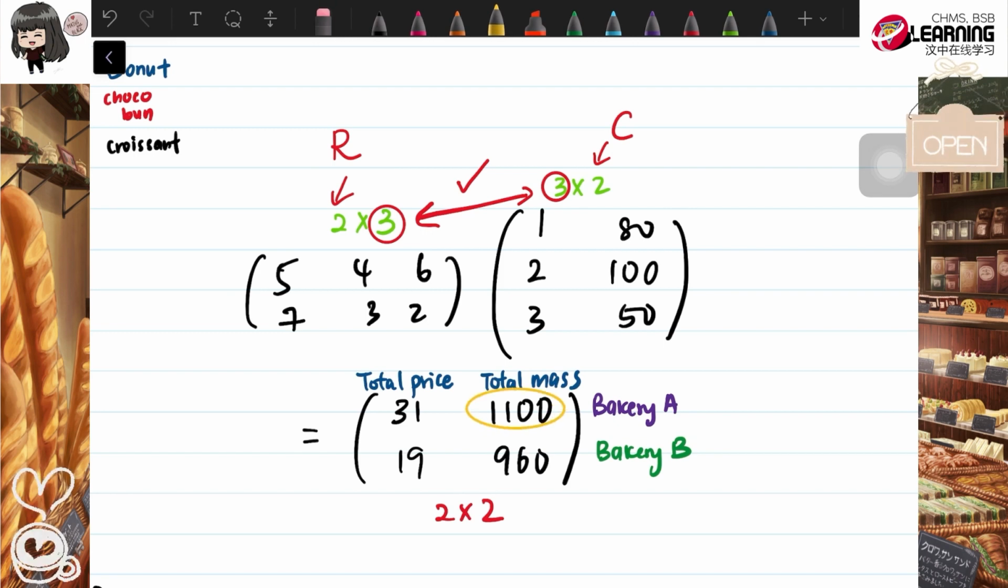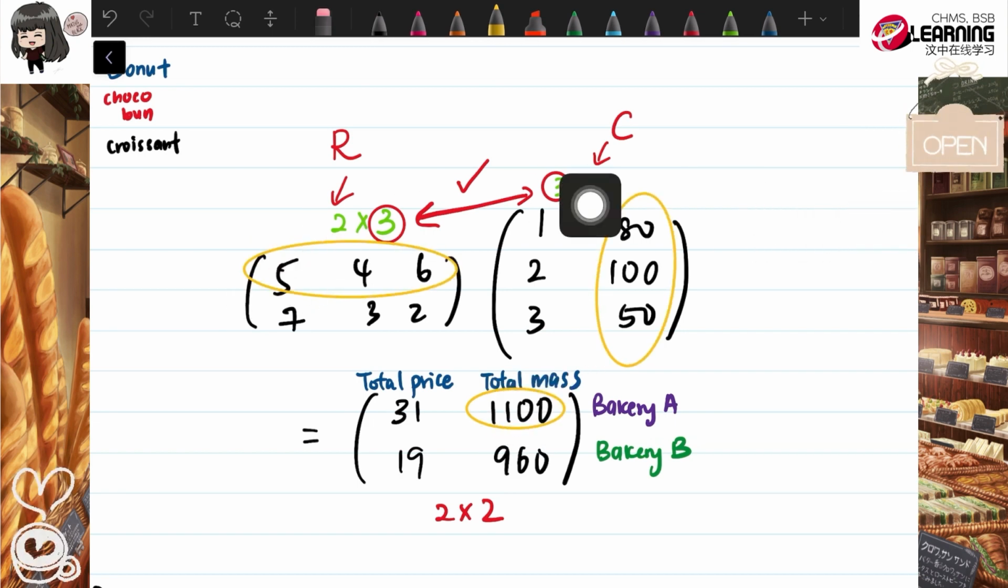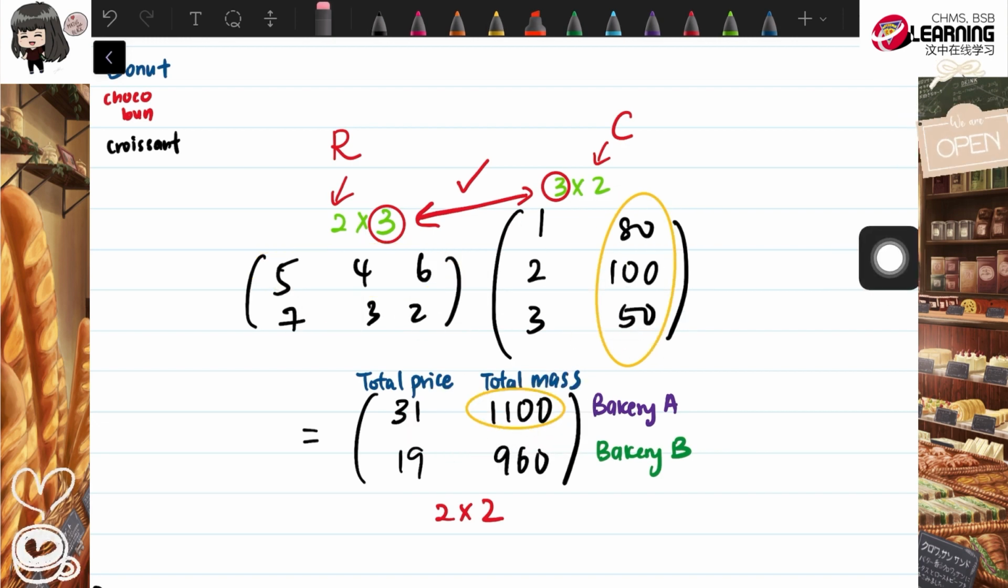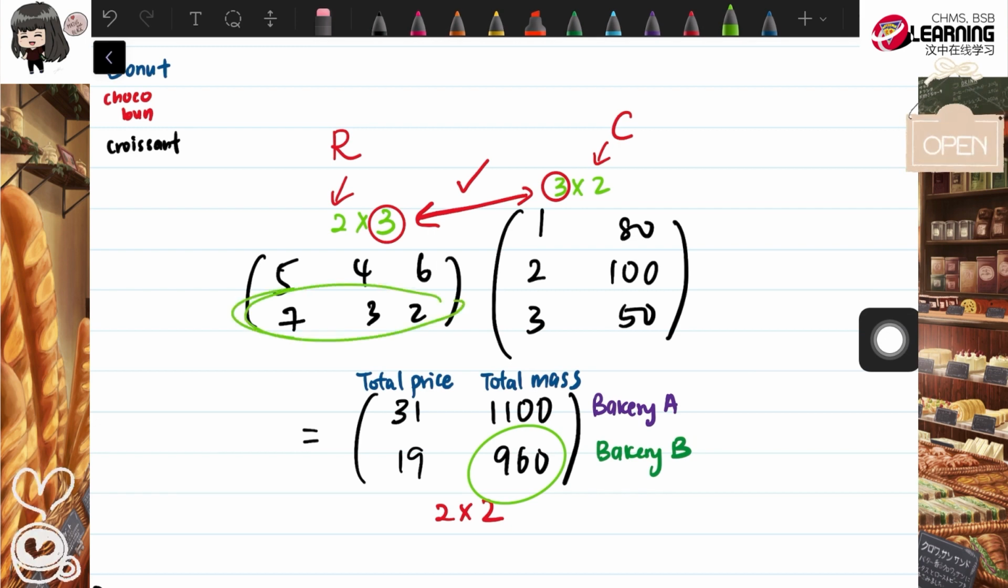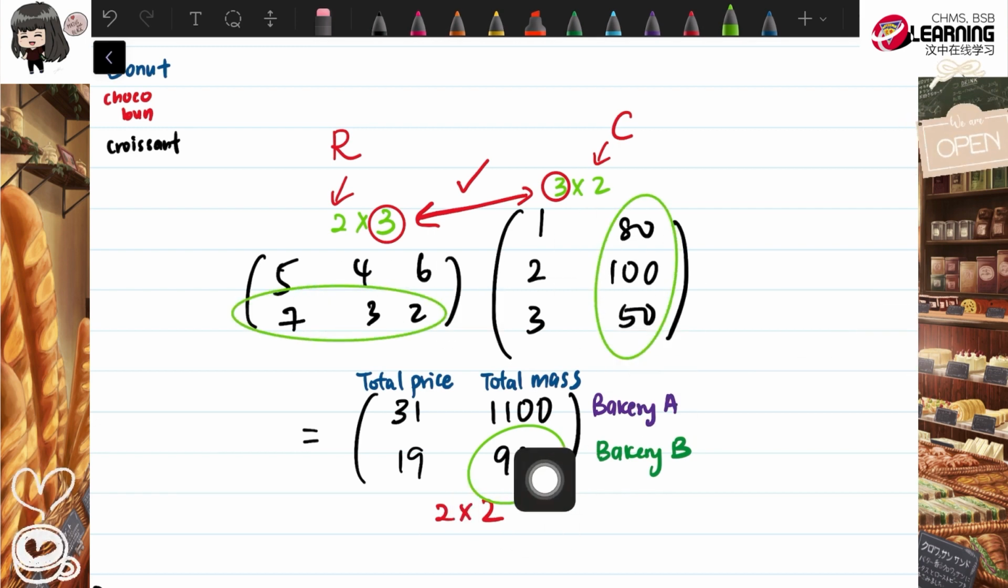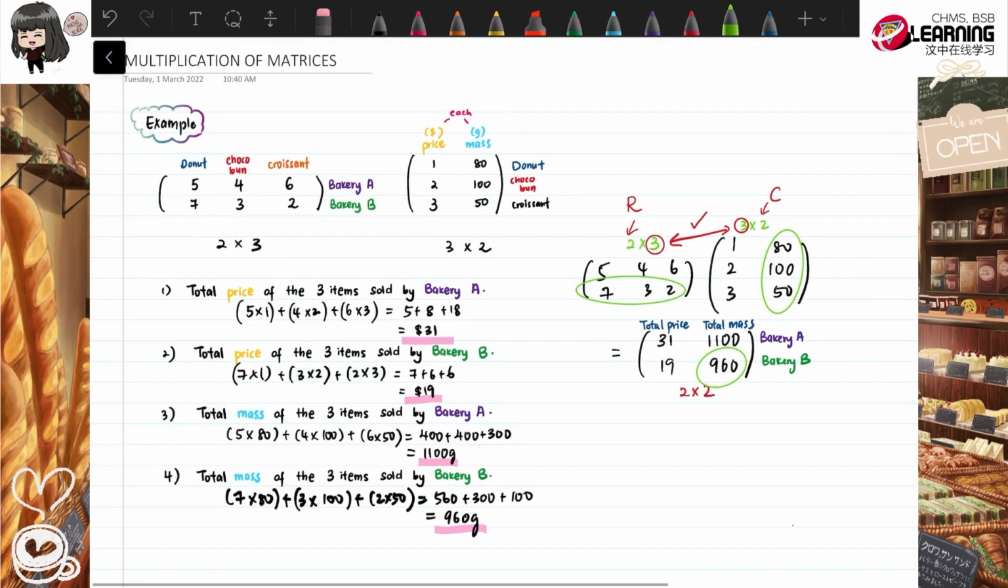It comes from this position, first row, second column. First row and second column. Okay, so you multiply and plus and you'll get 1100. Okay, and the last one is your total mass of bakery B, 960, which comes from second row and second column. So this is second row and your second column. Okay, and multiply and plus to get this total mass for bakery B. Okay, so that is how it works for matrices.